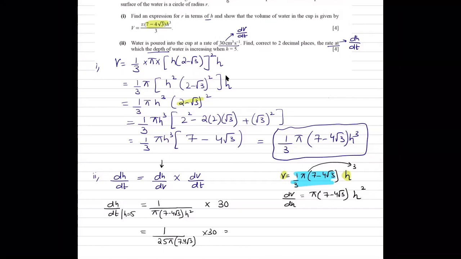What are you getting? Sir, I didn't get how you solved dv over dh. How you calculated that? Okay, try to understand this: 1 upon 3 is just a number, pi is a number, and 7 minus 4 root 3 represents a number. So together, if I multiply this out, I'm going to get a single number.